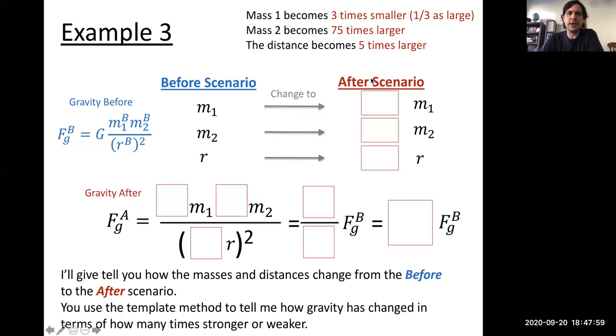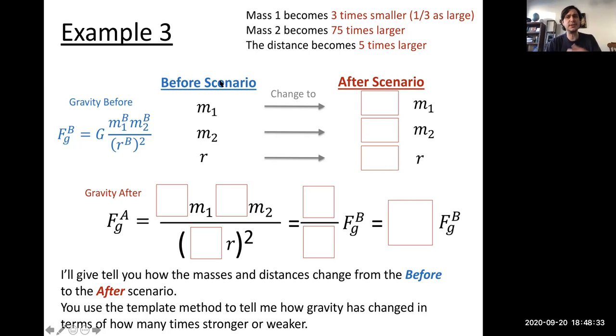So the mistake was with mass 1, I had it becoming 5 times smaller, 1/5 as large. That's what the original video had. And I think I was just way exhausted because week 5 was really sort of getting me down. There's only so many long weeks I can take before I'm going to have some errors slip in. I'm sure it's not the only one, but it was a pretty big one. It was supposed to be that it becomes 3 times smaller, 1/3 as large. And then still mass 2 is going to become 75 times larger, and the distance is going to become 5 times greater.